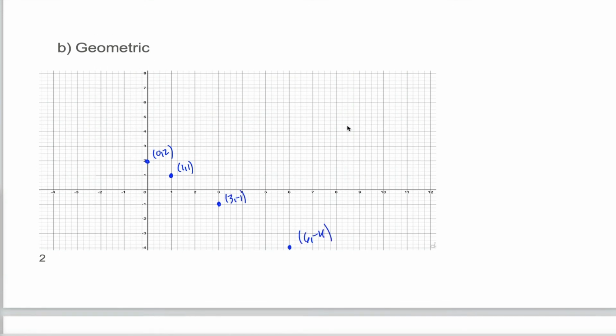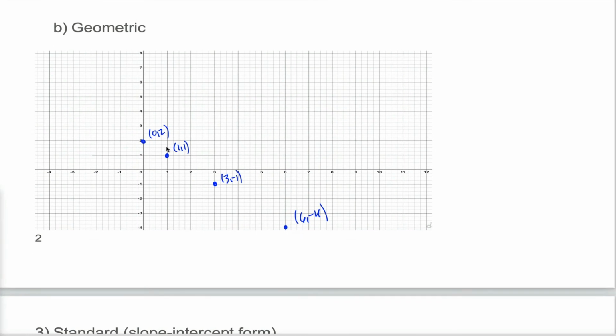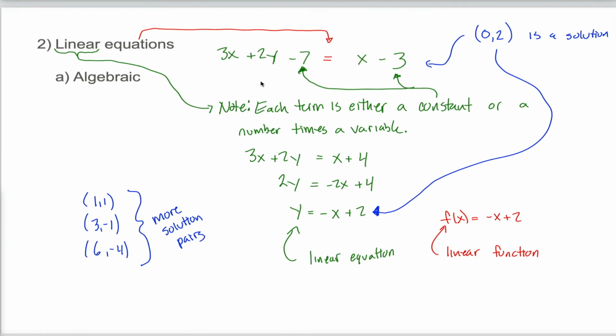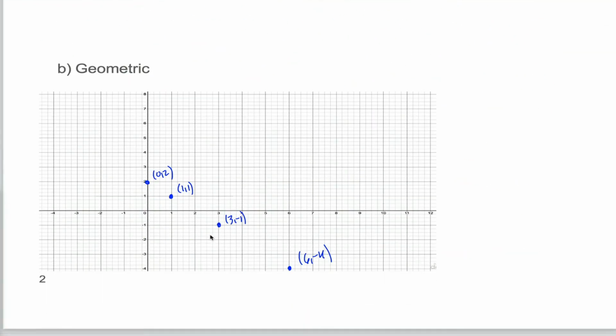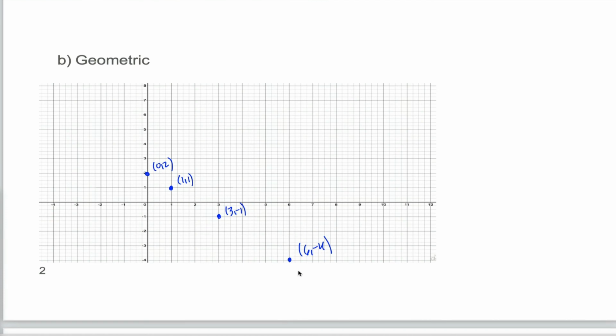And an interesting thing appears to be happening right here. If you look at these 4 examples of solution pairs, they kind of line up. They all fall on a straight line. That's not a coincidence. That will always happen when you have algebraic equations where each of the different terms are either a constant or a number times a variable. If you're wondering why this criterion led to this name linear equations, the linear part of it comes from the fact that the solution pairs always fall in a straight line. They're linear.